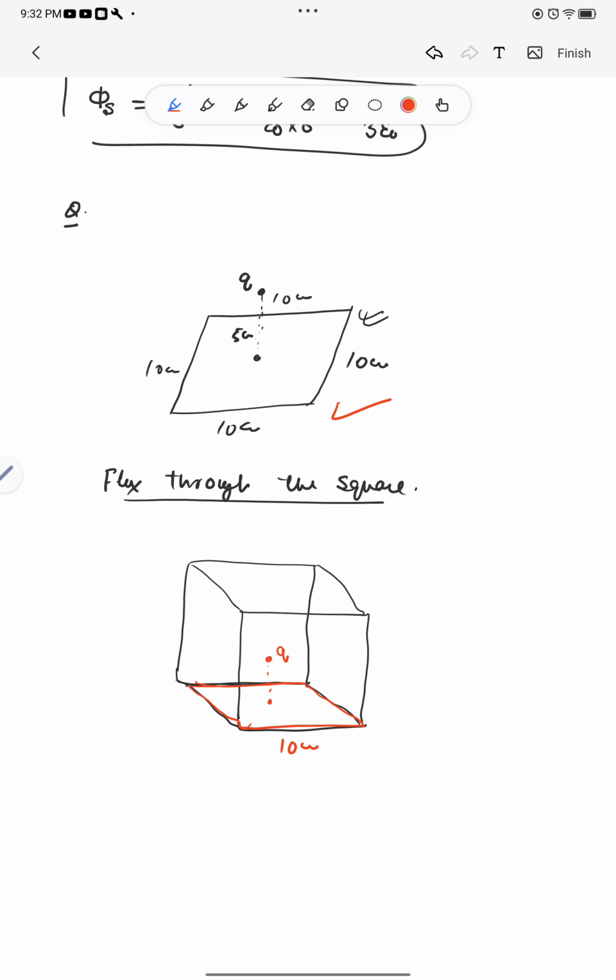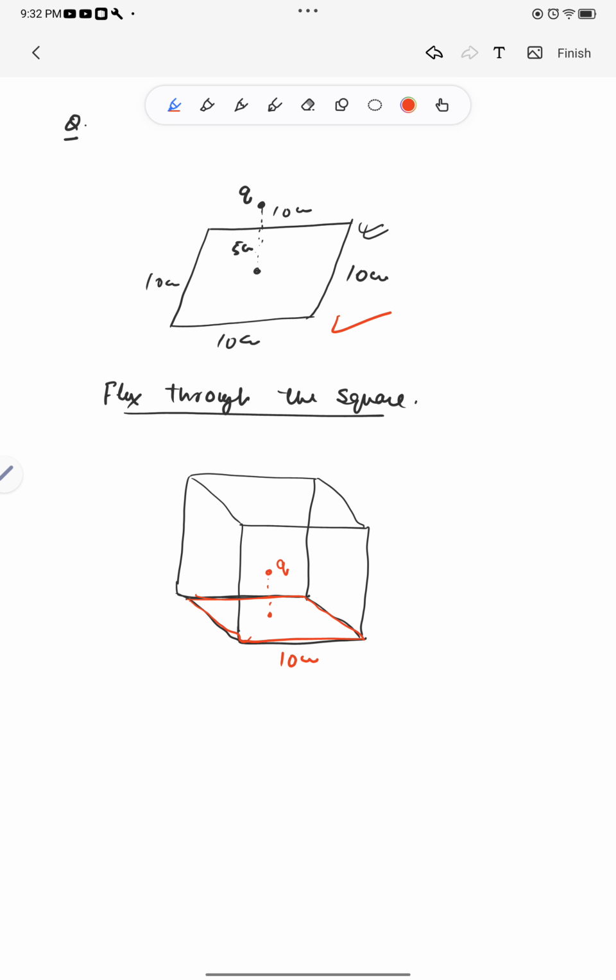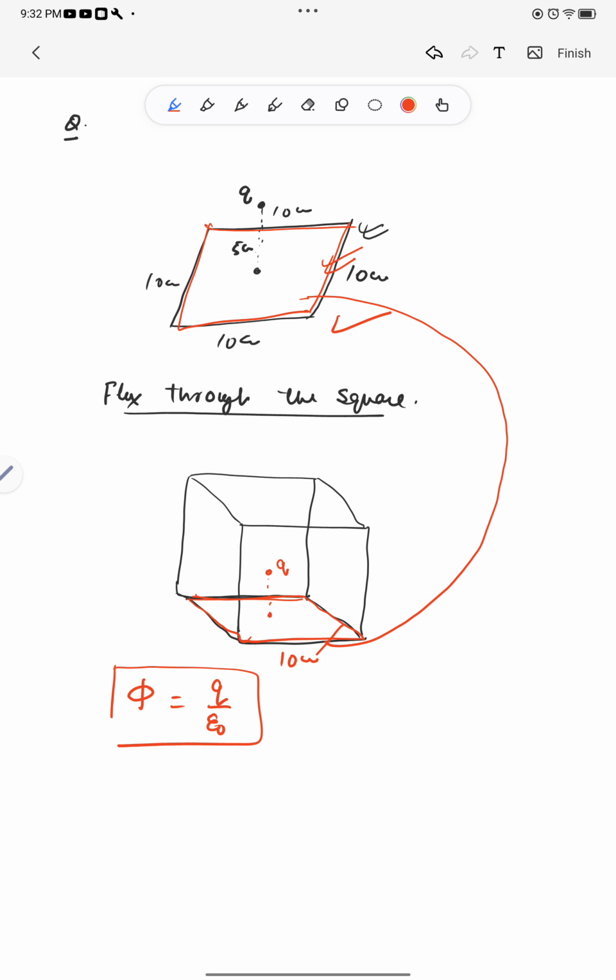So we can say this charge q is totally inside this cube, and the flux through this cube phi will be what? Q by epsilon naught. But we want to calculate the flux through the one square, through the one surface, because here only one square is given, and we have just shifted this square here.